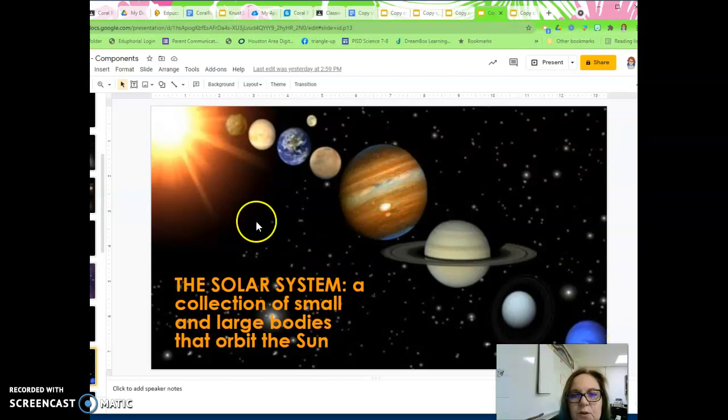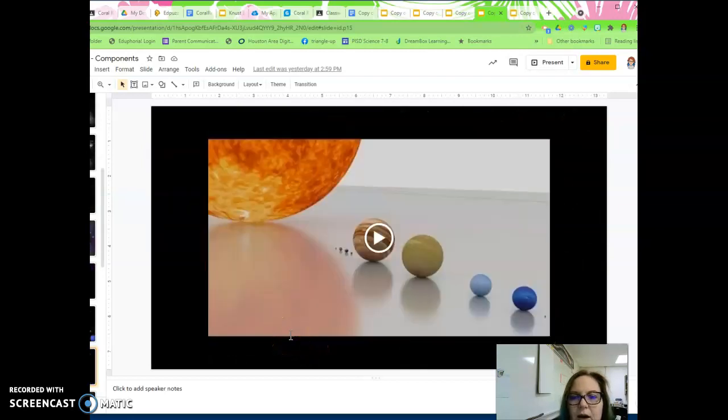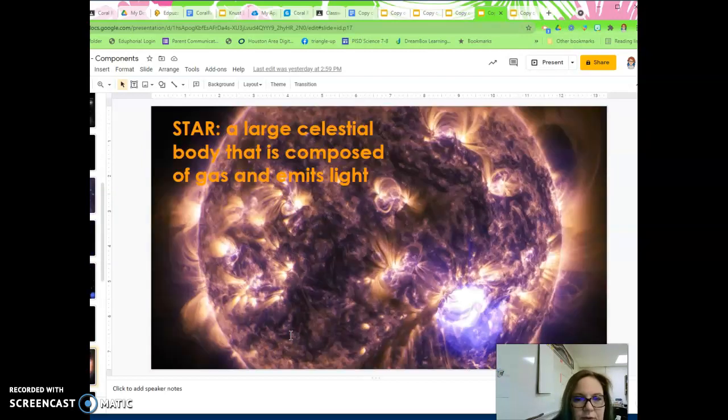Solar system. So we're getting smaller as we go. So we start with the universe, which is the largest. Then we have a galaxy, which is next. Within the galaxies, you have nebulas. Now we're talking about our solar system. So the whole solar system contains small and large bodies that orbit, in our case, the sun, but it could be any star. Every star could have its own solar system. And then again, there's another video for you.